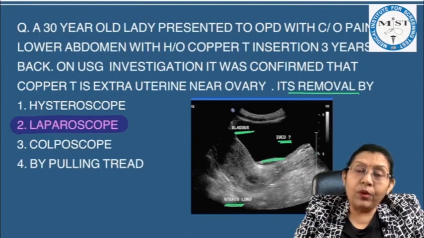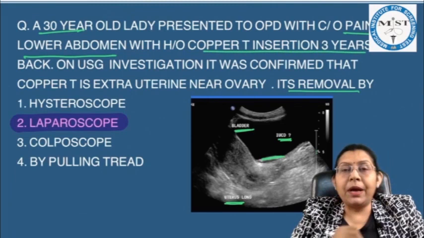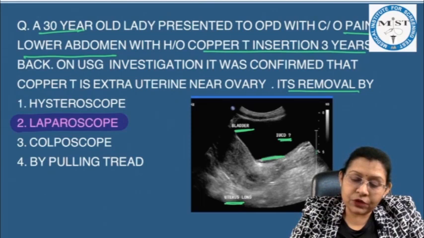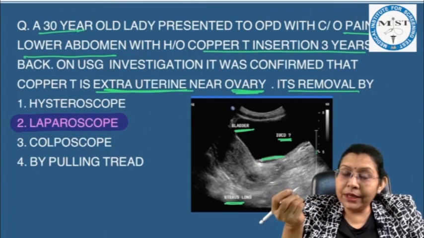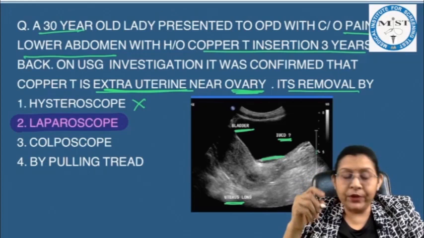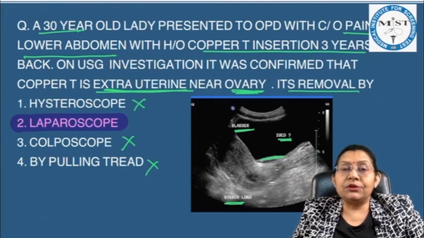A 30-year-old lady, so the lady is in the reproductive age, presented to the OPD with complaint of pain in the abdomen and history of IUCD insertion 3 years back. So they have confirmed that the IUCD was inserted 3 years back. On ultrasound investigation, it was confirmed that the IUCD is extrauterine. So they have mentioned that it is outside the uterus, near the ovary. So a job is done. It is outside the uterus, so we cannot remove it by hysteroscope because this is the scope of the uterine cavity. We cannot remove it by colposcope because this is the scope of the cervix. Not by pulling the thread because the thread also might have gone along with the IUCD. So the correct answer to this is laparoscope. By putting the laparoscope in the abdominal cavity, we can take it out.